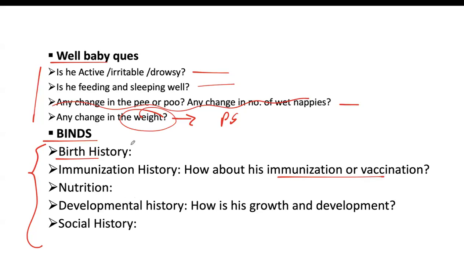Nutrition, we don't need to ask again because we already asked about the feeding, so you can forget that. Developmental history is very important. How about his growth and development? Do you have any concern? And social history is mainly who takes care of the baby at home? Are you a happy family? Do you have enough support? Which again, for the vomiting cluster, is not very important to ask. So you would mainly ask one question for the birth history, one question for vaccination, and one for developmental history. So that will be for birth, immunization, and development.